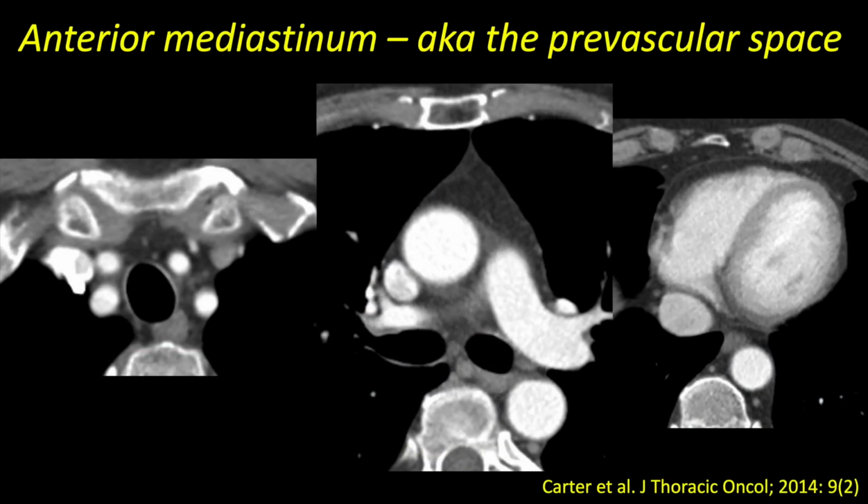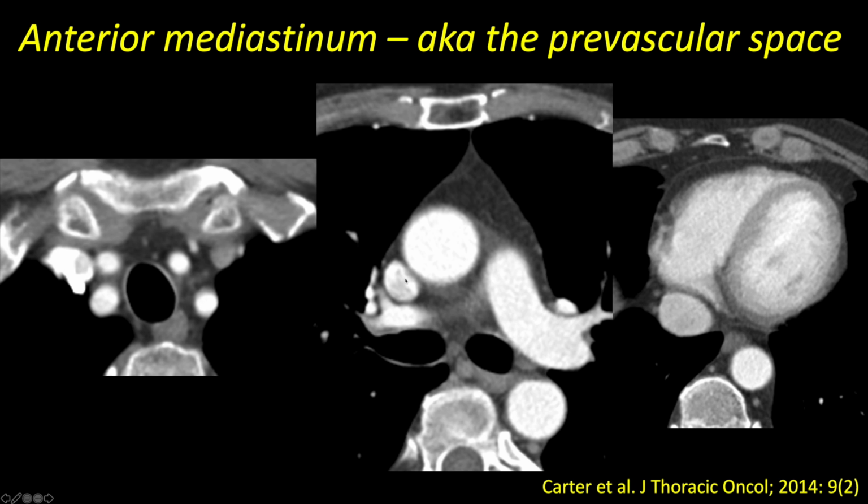So let's start by just defining the anatomy of the anterior mediastinum, which is also known as the prevascular space. I think the best resource for defining the anatomy is the International Thymic Malignancy Interest Group, which has published a bunch of papers about the mediastinum, including this one, which defines the boundaries of the mediastinal compartments. The anterior mediastinum extends superiorly from the superior aspect of the thoracic inlet, which is basically the upper margin of the manubrium, inferiorly to the level of the diaphragm.